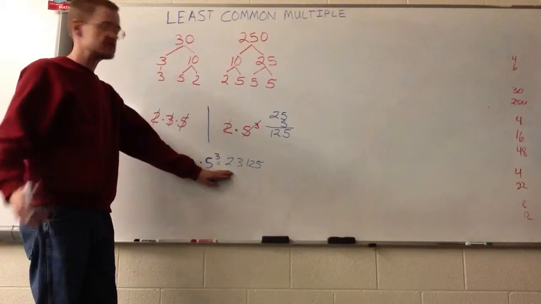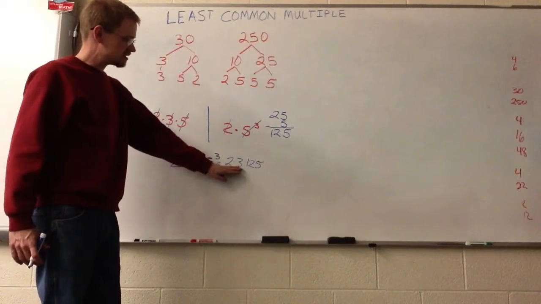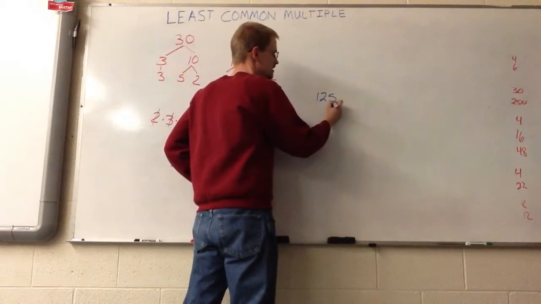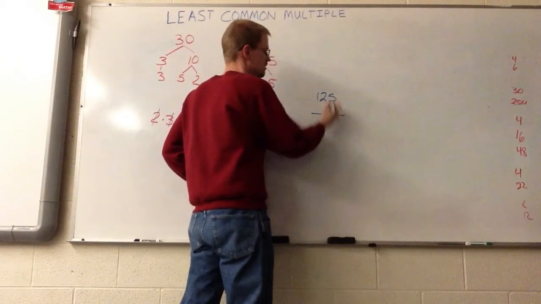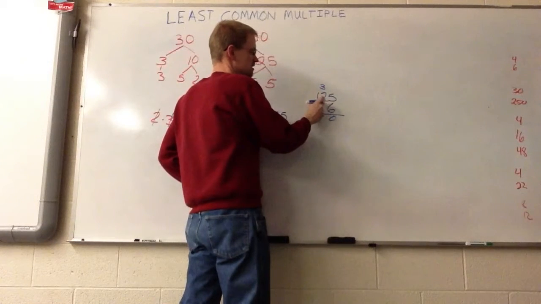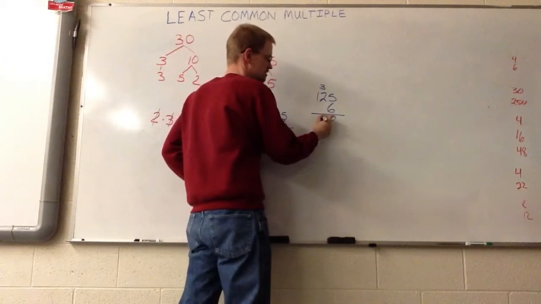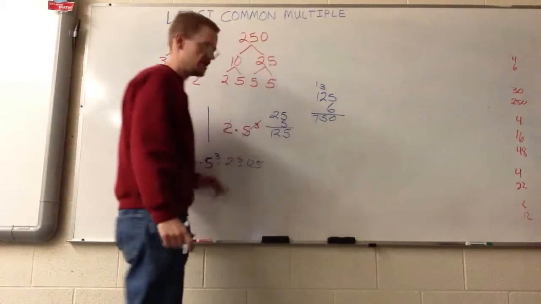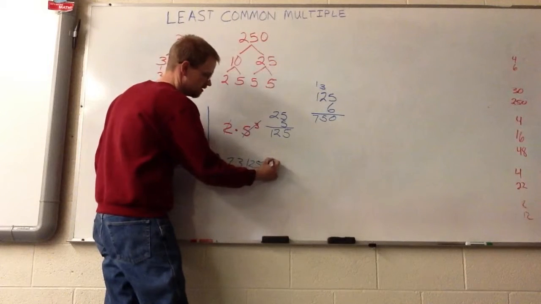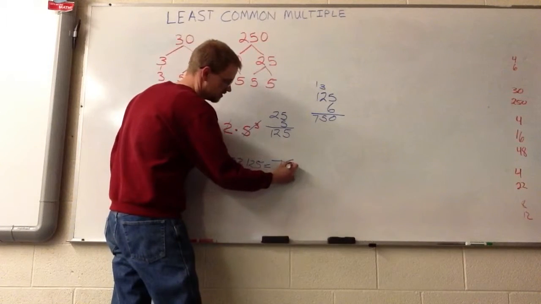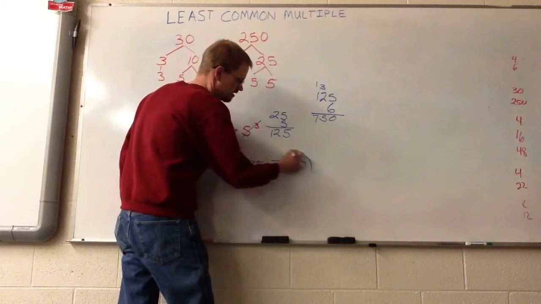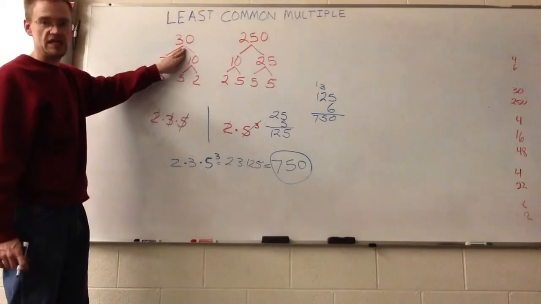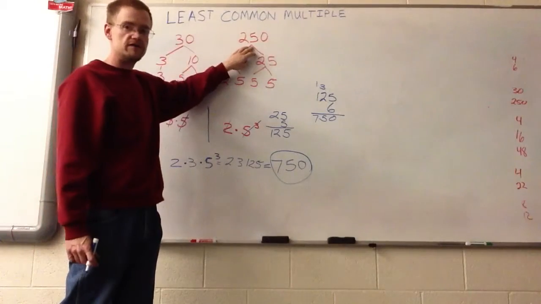2 times 3 is 6. 6 times 125. Let's do that over here. 125 times 6. That gives us a 0. Carry the 3. 6 times 2 is 12. Plus 3 is 15. And bring the 1, we get 750. Okay? That equals 750. 750 is our least common multiple of 30 and 250.